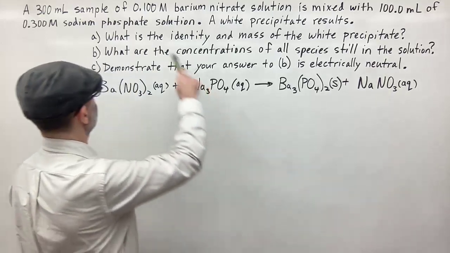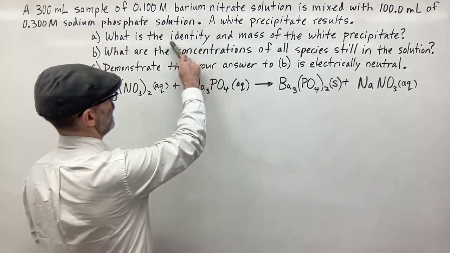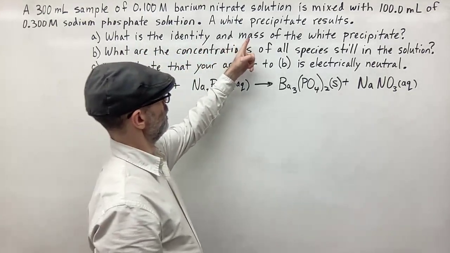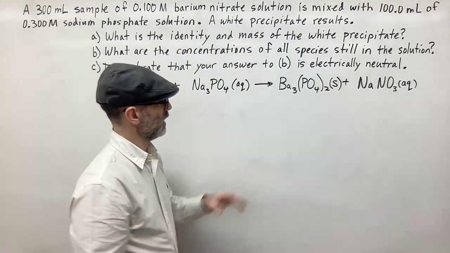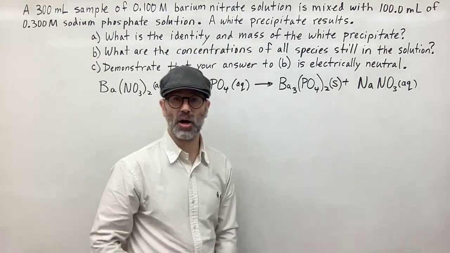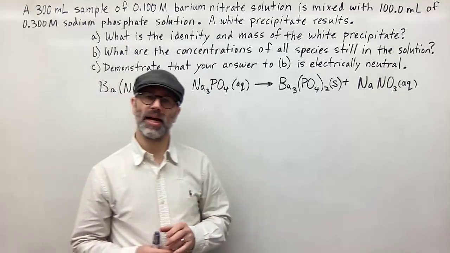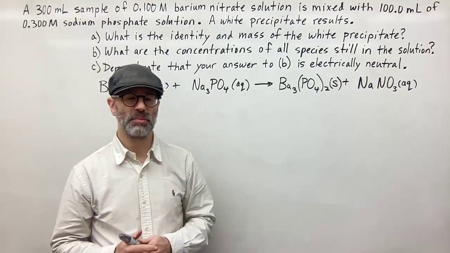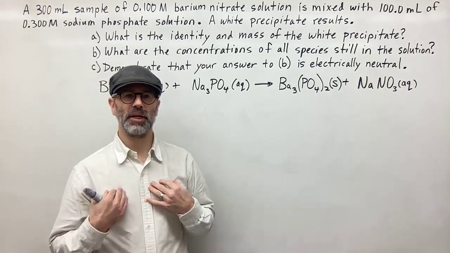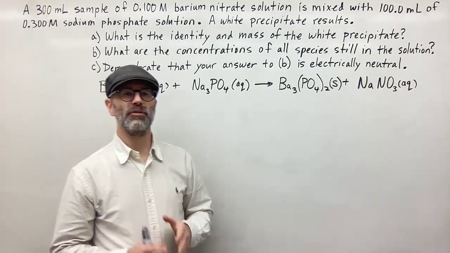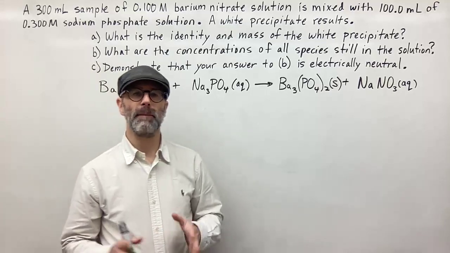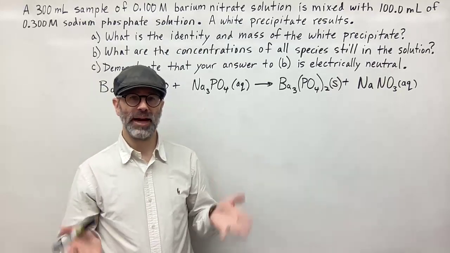And so that's the first part of question A, the identity. Now we have to figure out the mass of the precipitate. So we need to figure out the mass of our barium phosphate. And in order to do that, you have to recognize that this is a limiting reagent problem. How do I know that's a limiting reagent problem? Well, the dead giveaway is that they give you the amounts of both reactants.